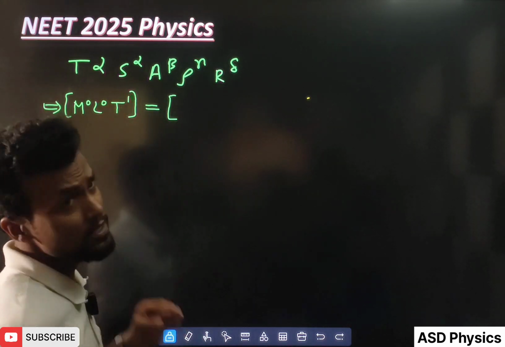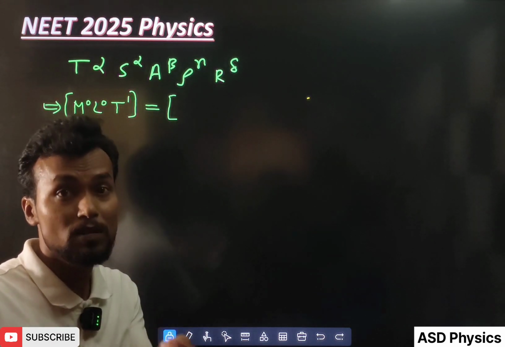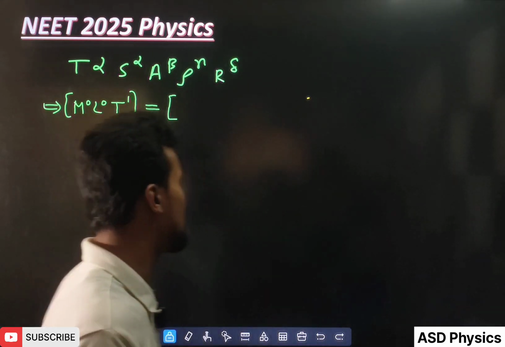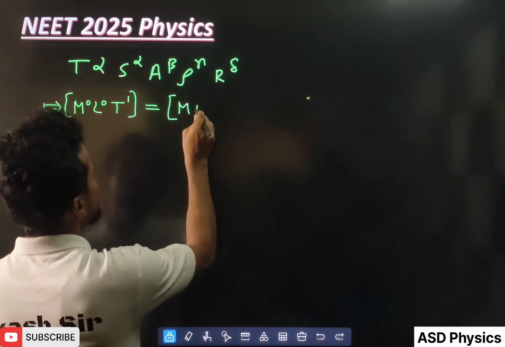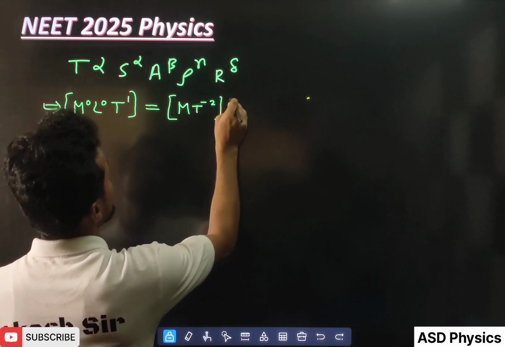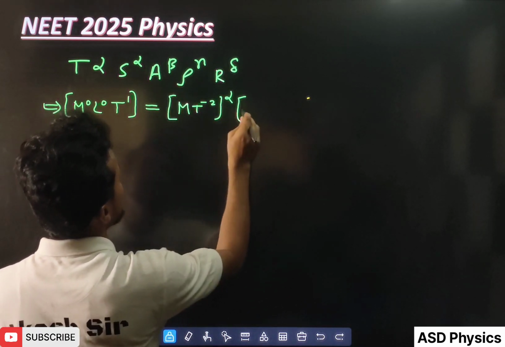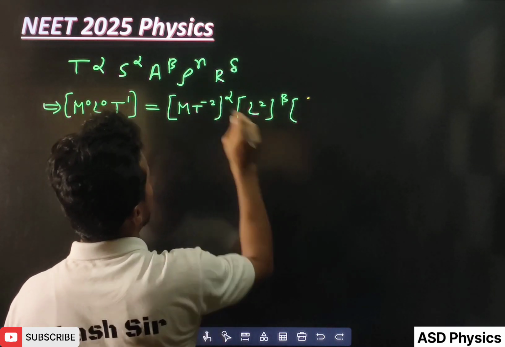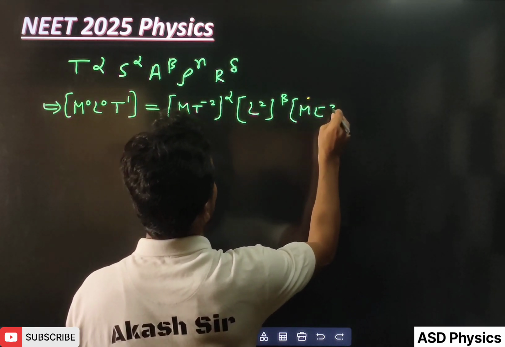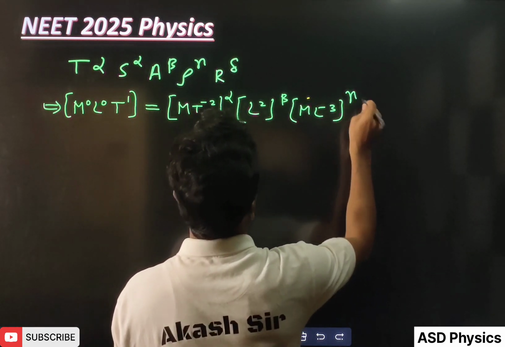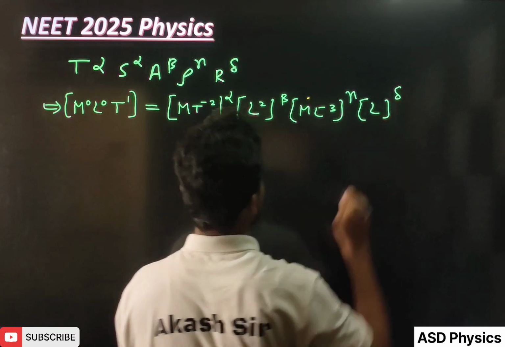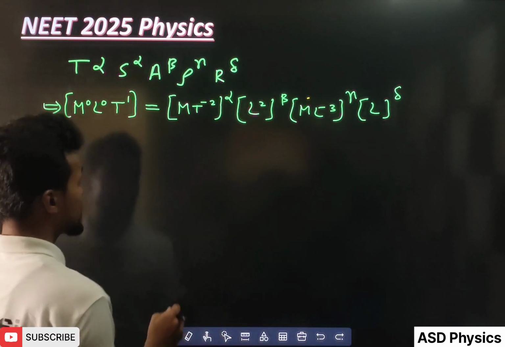Okay, what is surface tension? Surface tension is given by force by length. Force means m l t minus 2, divided by L. So L will cancel, it will become here m t minus 2, with power alpha. What is A? A is the area, that means L square, with power beta. What is rho? Rho is the density, that means m l minus 3, with power gamma. And r is the radius, that means L, and here it will come with power delta. Now we have to just simplify this here.